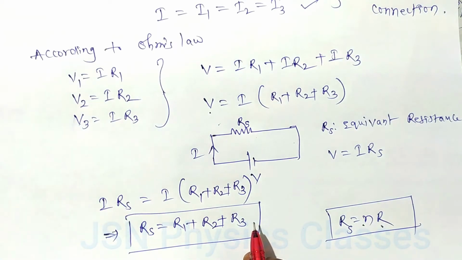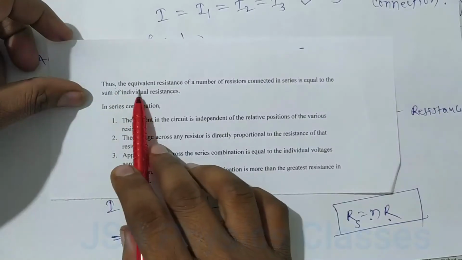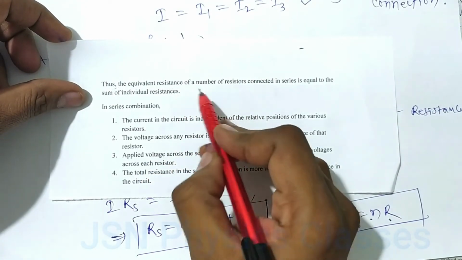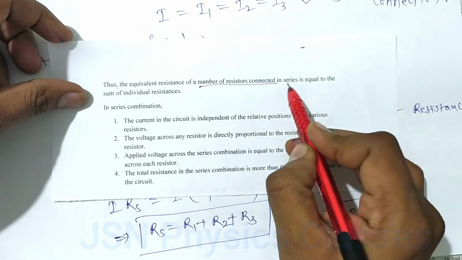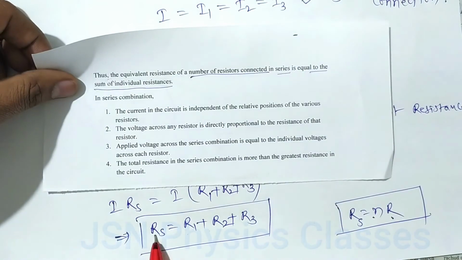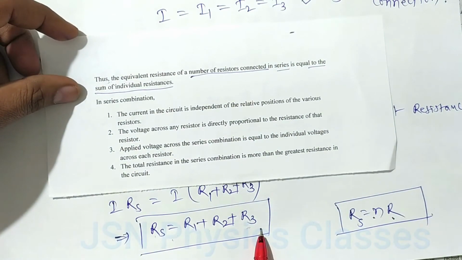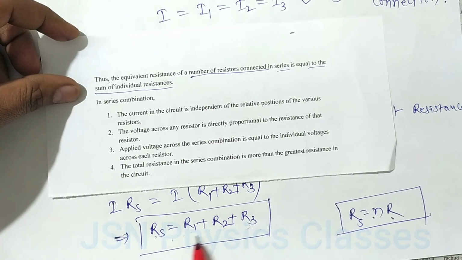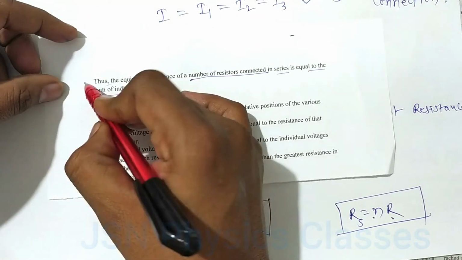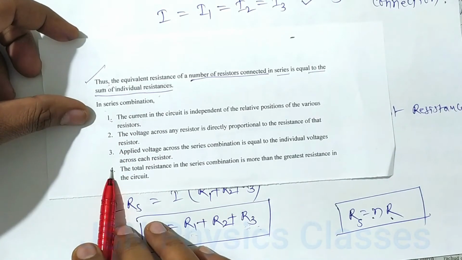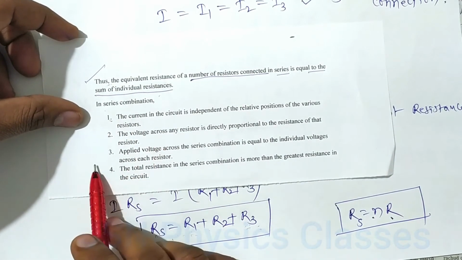So in this series connection, a few important points are there. The equivalent resistance of a number of resistors connected in series is equal to the sum of the individual resistances. See, this is the sum of the individual resistances. Okay, and here 4 points are there. These 4 points are very important in multiple choice questions and also competitive exams.